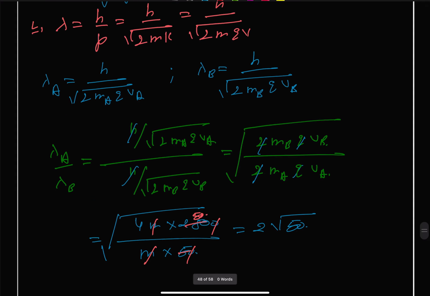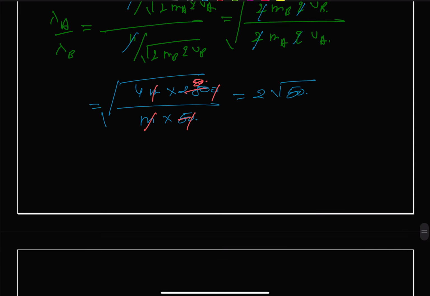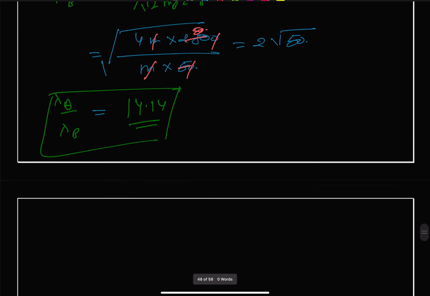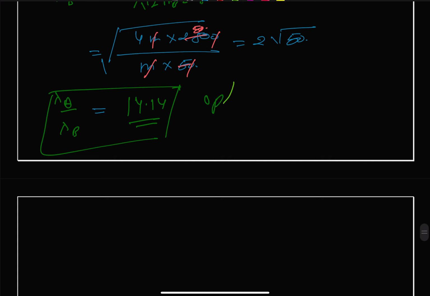And this can be written as 14.14. So we get lambda A upon lambda B is 14.14. Option D is correct. Correct. Next question.